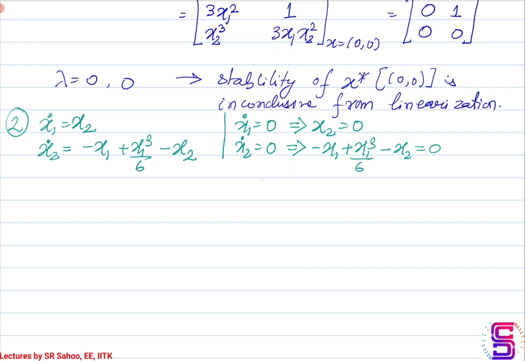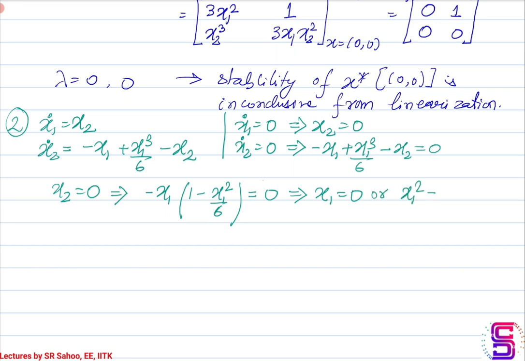has to be 0. Now if we use both of this, what we essentially get is 1 minus x1 squared by 6 is 0. This is coming from the fact that x2 equal to 0, which essentially indicates that x1 is 0 or x1 squared is 6. And this x1 squared 6 implies that x1 is either plus root 6 or minus root 6.